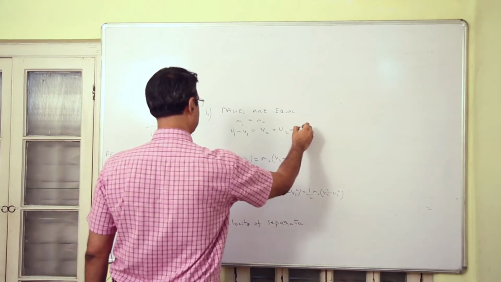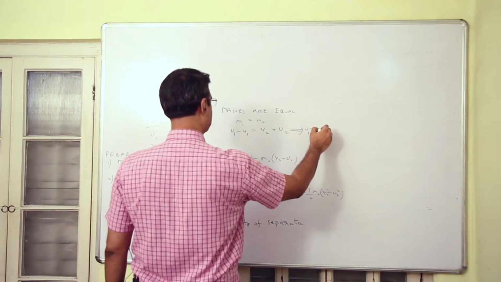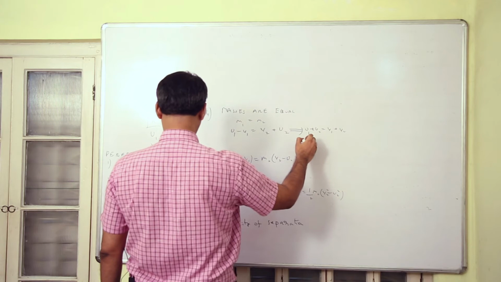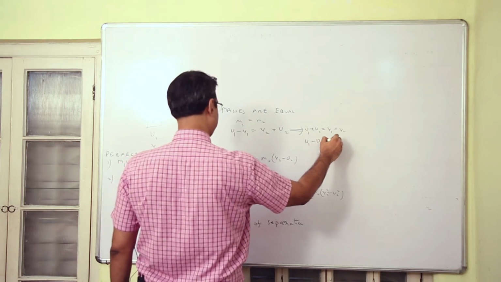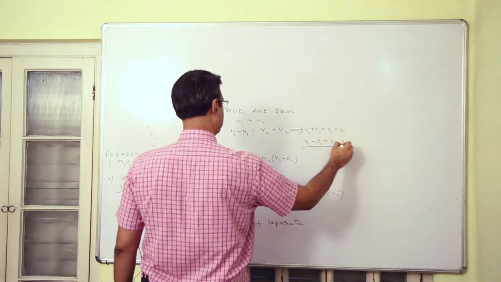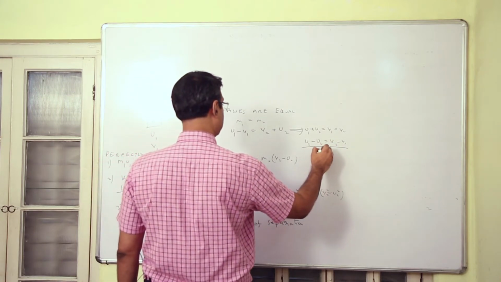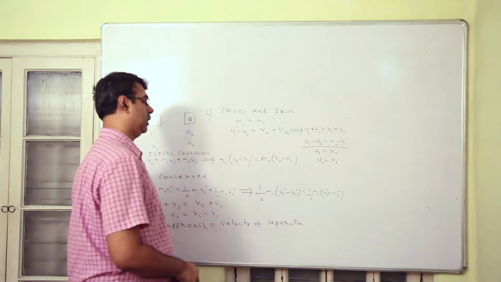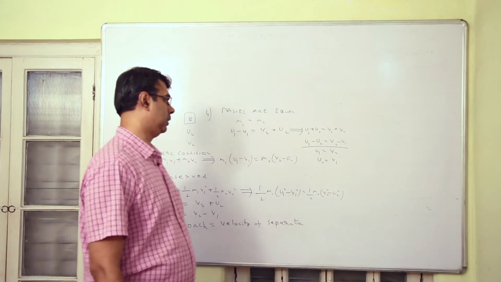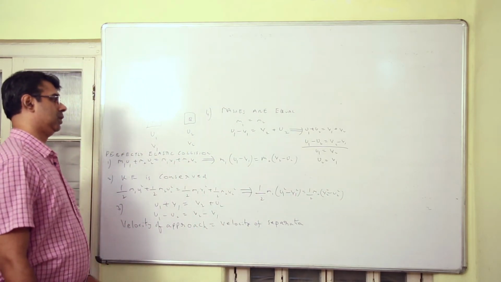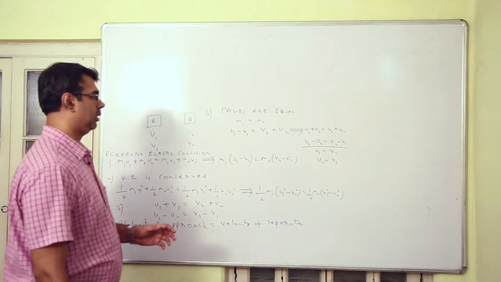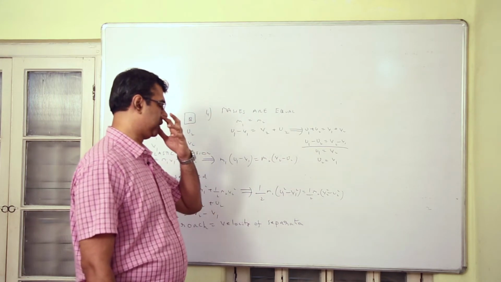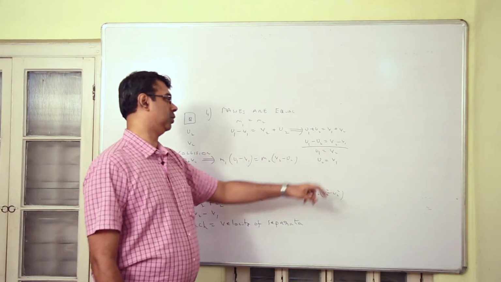So what we can do is combine these two, and if we combine these two, we get u1 is equal to v2 and u2 is equal to v1. That means in case of perfectly elastic collision, if the bodies have equal mass, then after the collision velocities get interchanged. So u1 becomes v2 and u2 becomes v1.